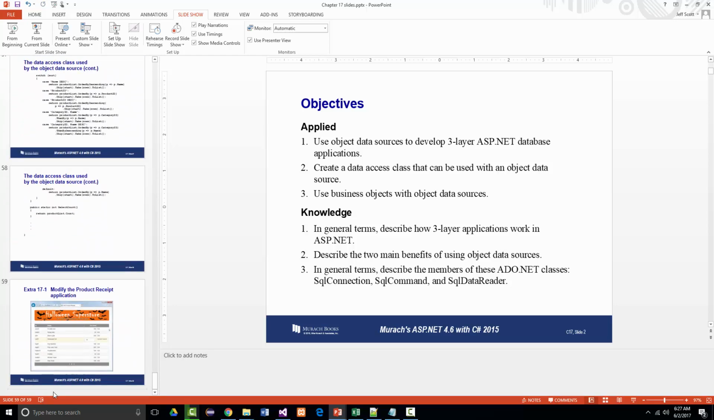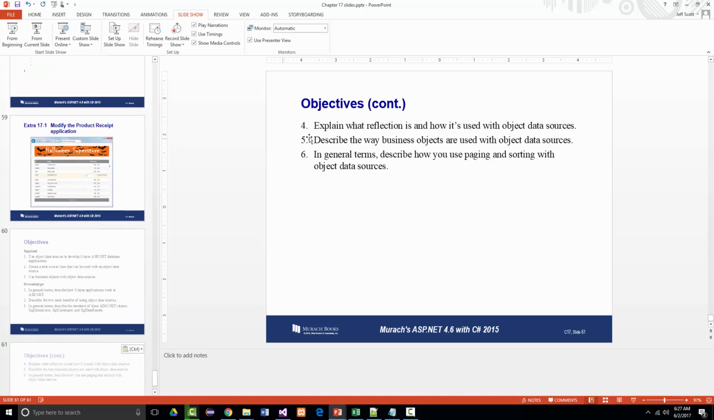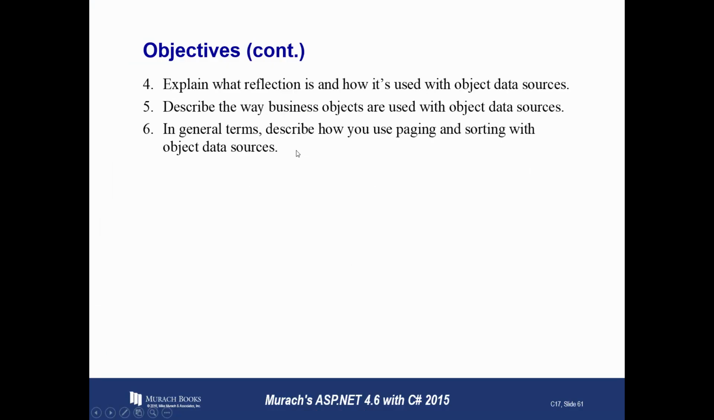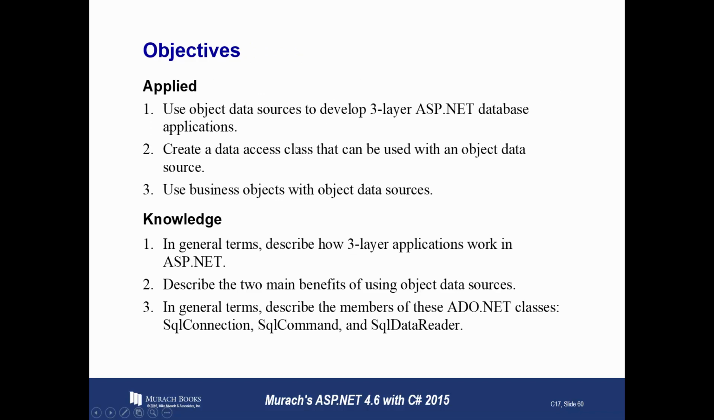So we've reached the end of this chapter. And in this chapter, as I've already mentioned to you, what I consider to be one of the two hardest chapters in this book, we first talked about, a long time ago if you remember, how to develop these 3-layer ASP.NET database applications. We looked at how to create a data access class that can be used with an object data source. We looked at object data sources in depth, including the business objects that are used with them. We described how 3-layered applications work in ASP.NET. We talked about benefits of using object data sources.